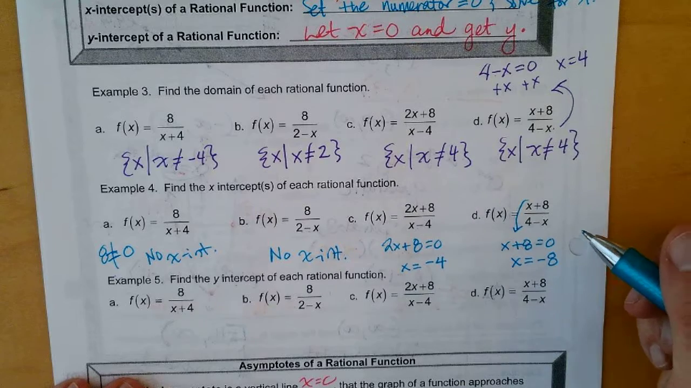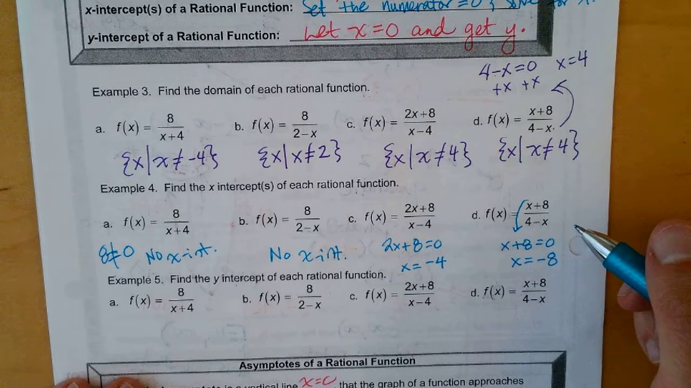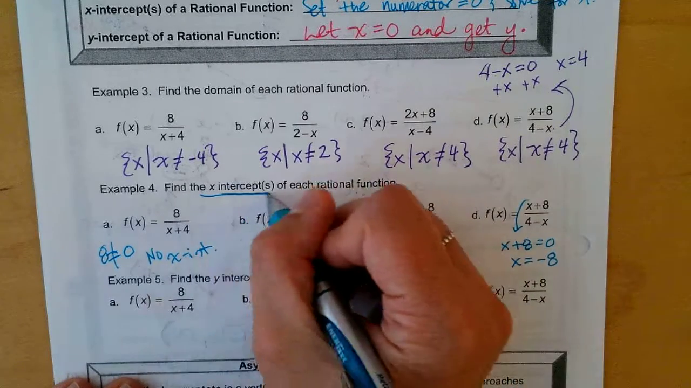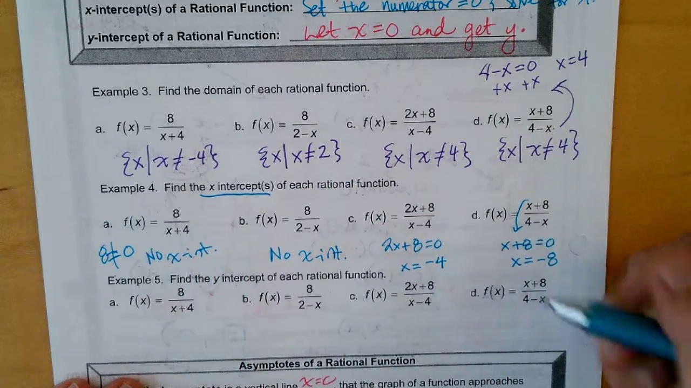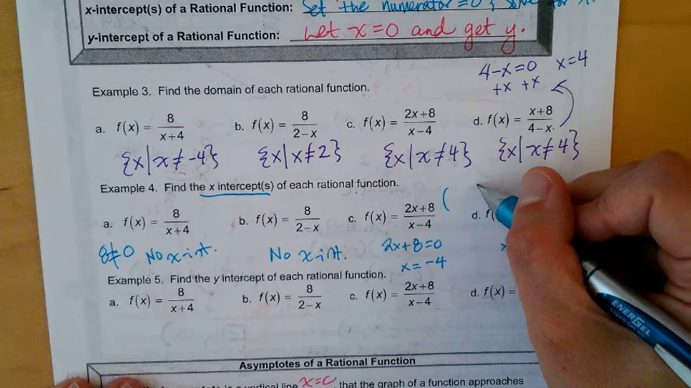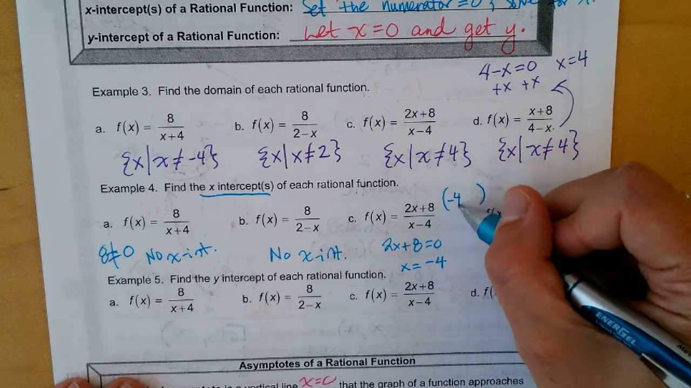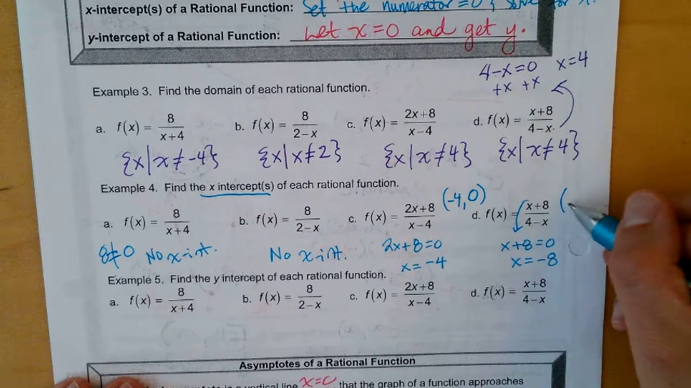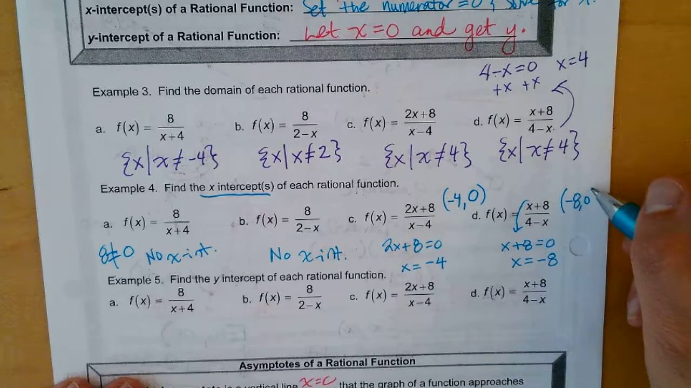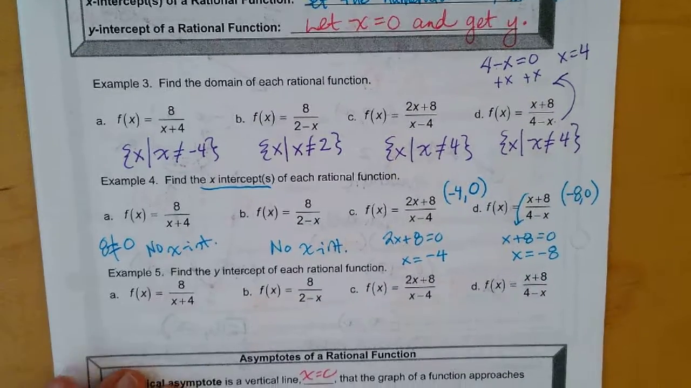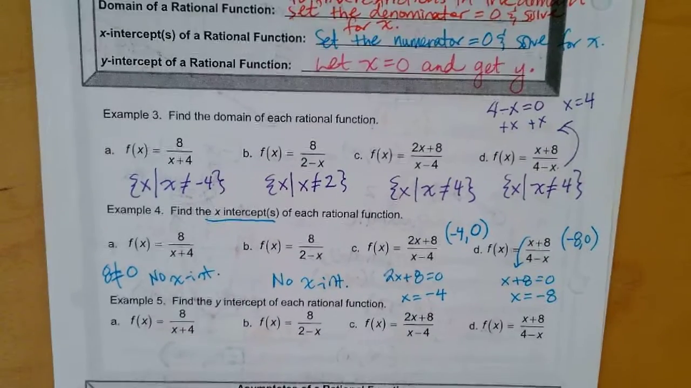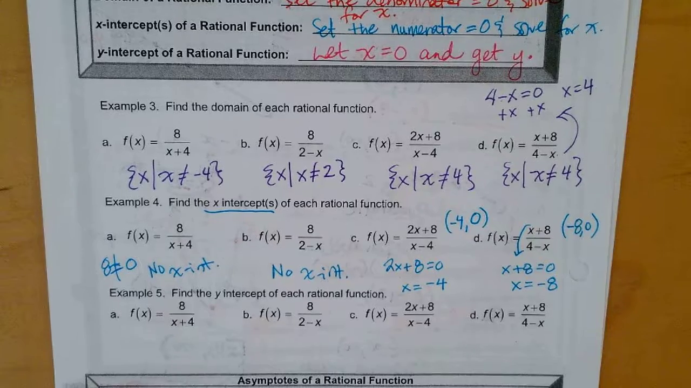Yes. And so, by the way, if these are intercepts, then what's the ordered pair? If we're finding the x-intercepts, I wouldn't just have x equals -4. I would have an ordered pair on the graph, which would be -4, comma 0. And then here would be -8, comma 0. So the x-intercepts, I do want to see them as ordered pairs. So that's how we find the x-intercepts of rational functions.